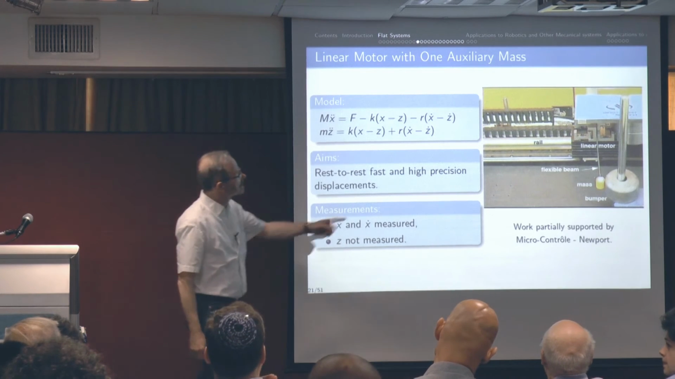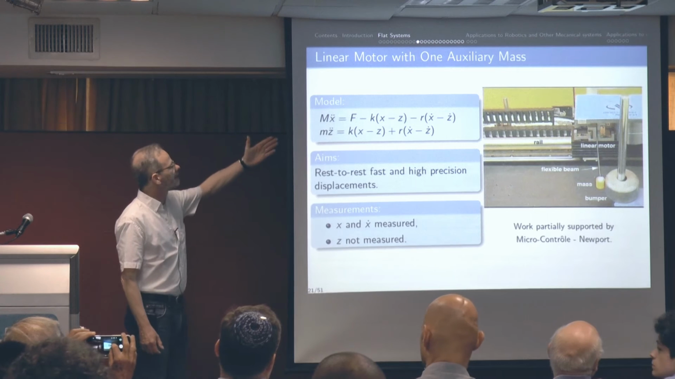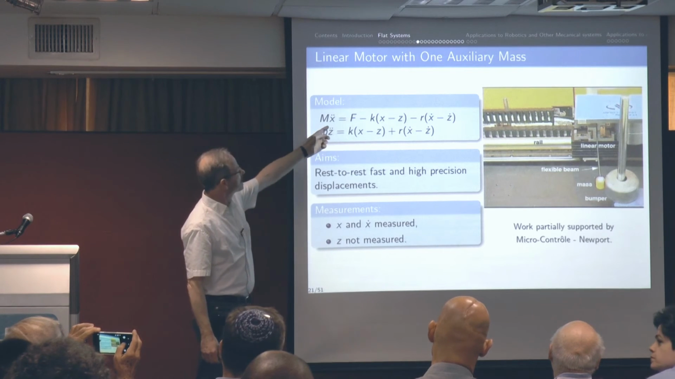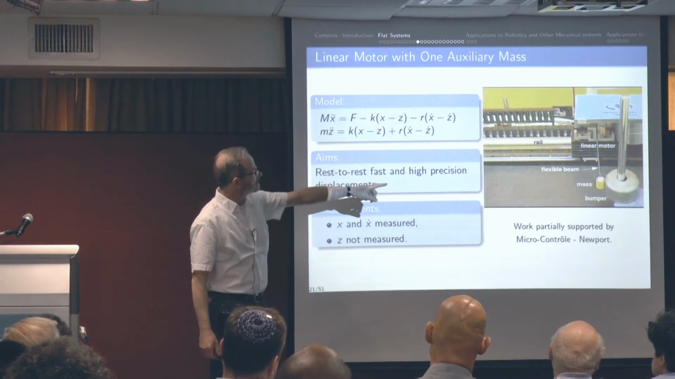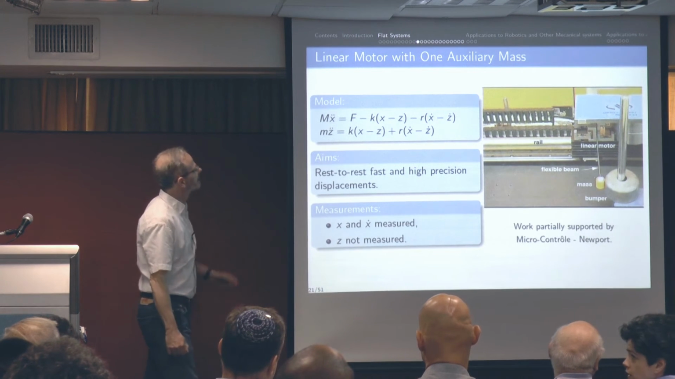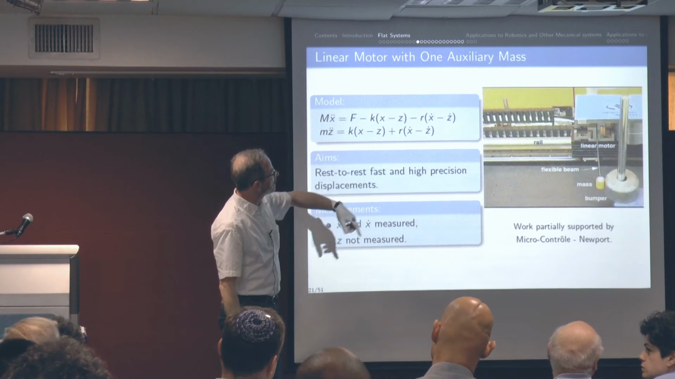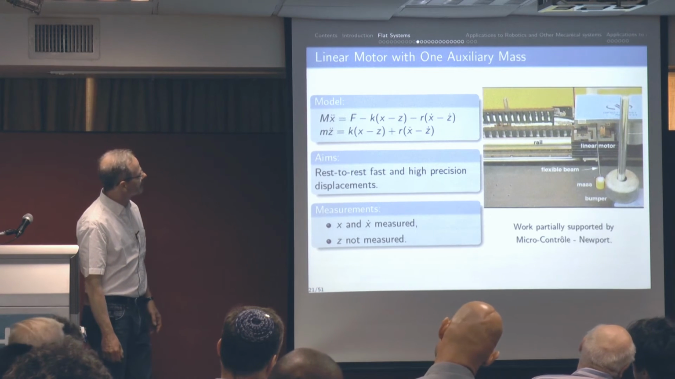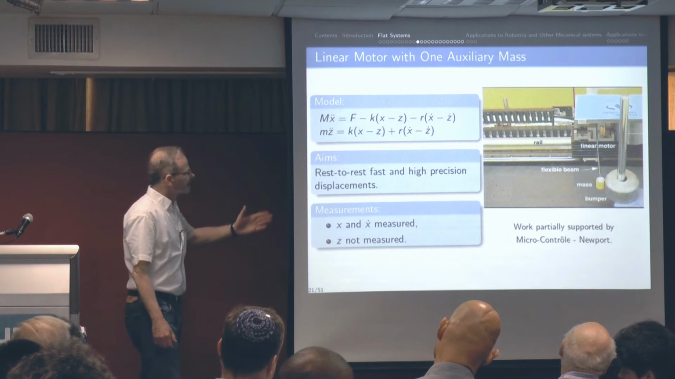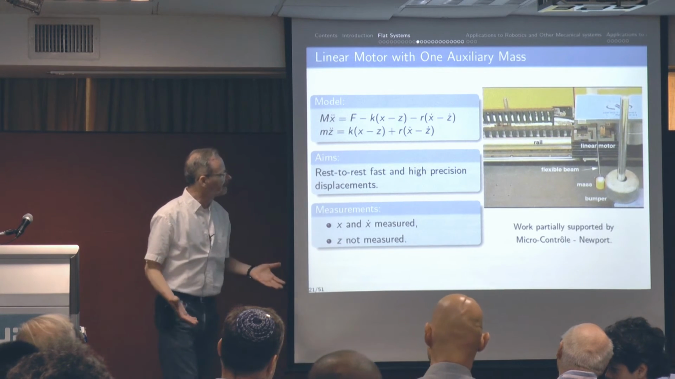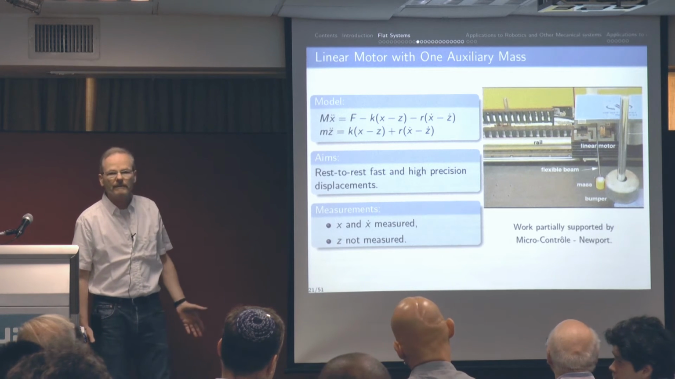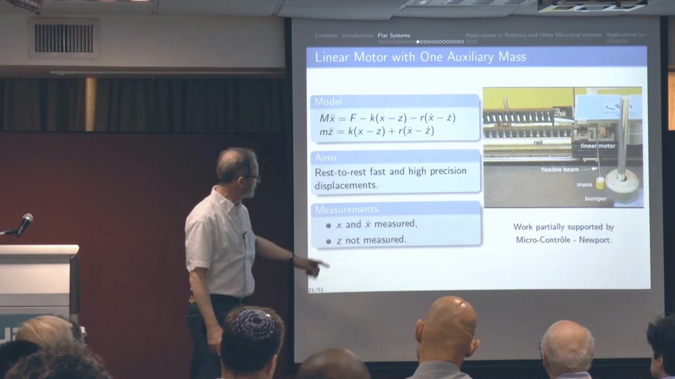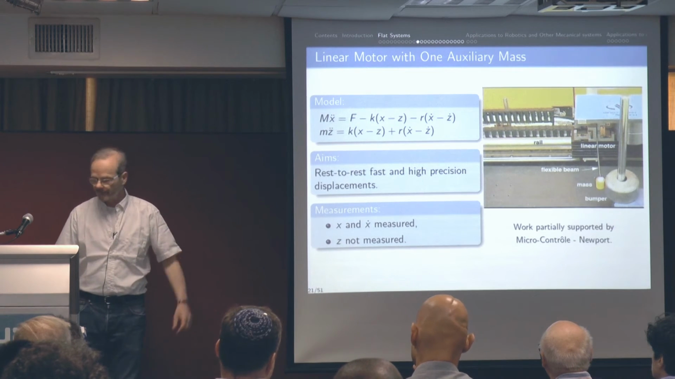Now let's go back to this linear motor. Again, the model is very easily obtained. X is the position of the motor, Z is the position of the auxiliary mass, and the stiffness of the flexible beam is K, and its damping term is R. Okay. So how to design a rest-to-rest fast and high precision displacement. As before, we assume that X and X dot are measured, but Z is not measured. Okay, the auxiliary mass is not measured.